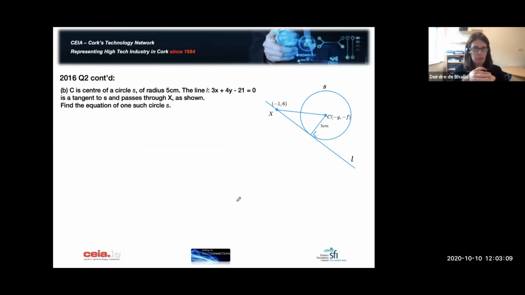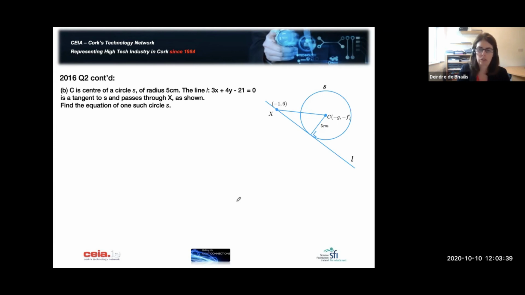So what are they asking for part B? They're saying C is the center of a circle S, and it's got a radius 5 centimeters. They've introduced the line L here, and they're telling us that it has the equation 3x plus 4y minus 21 is equal to 0. And it's a tangent to S, and it passes through X as shown. Now find the equation of one such circle.